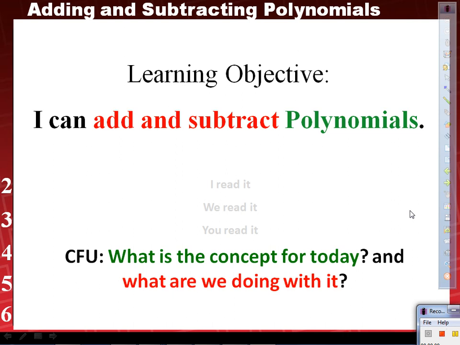Our objective for today: I can add and subtract polynomials. Read together. 1, 2, 3. I can add and subtract polynomials. Alright, so we're still on the same concept, which is polynomials.